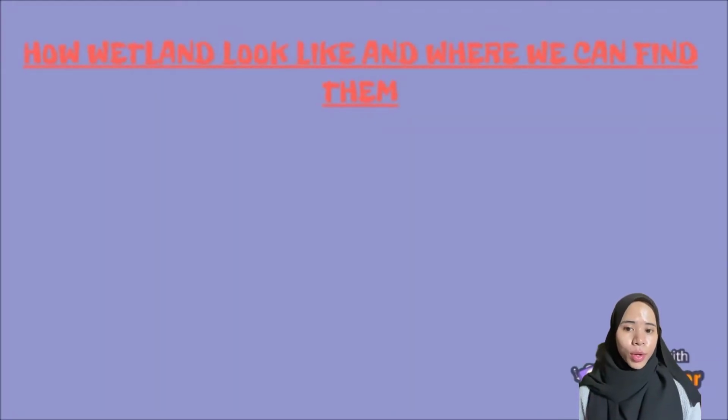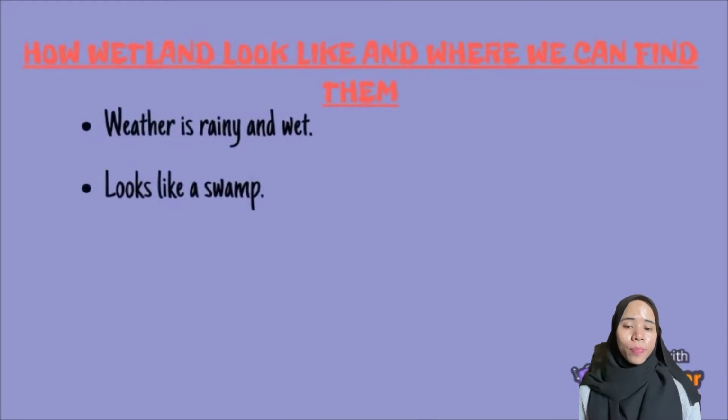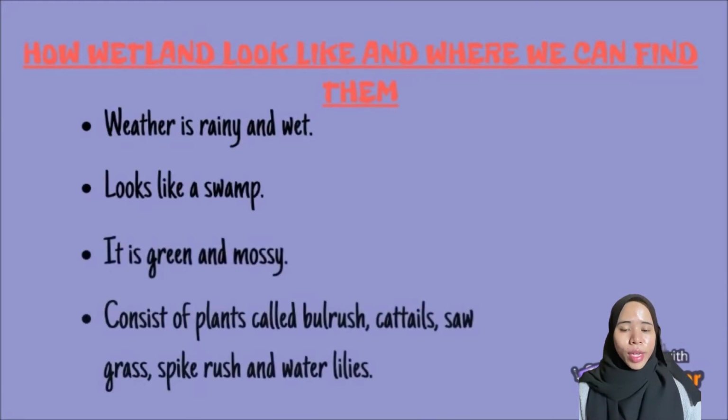What do wetlands look like and where can we find them? Okay, the weather is rainy and wet in wetlands. Wetlands look like a swamp. It is green and moldy. There are plants called bulrush, sawgrass, cattail, spikerush, and also water lilies.